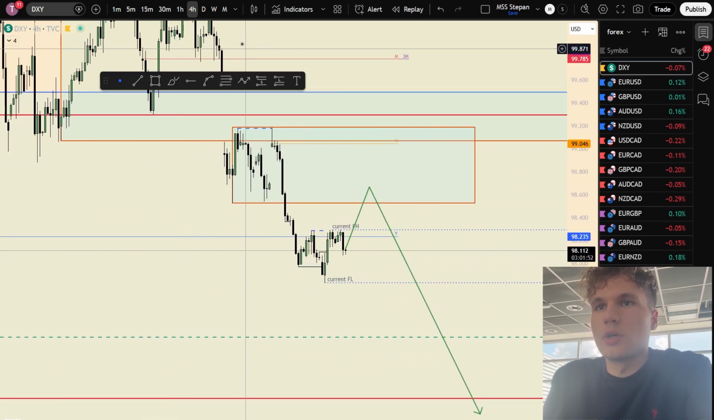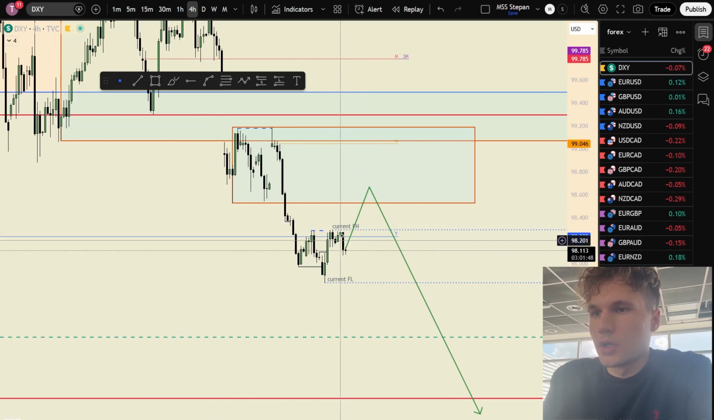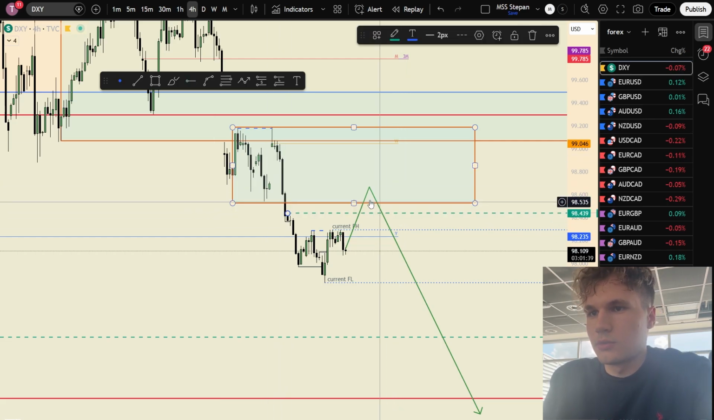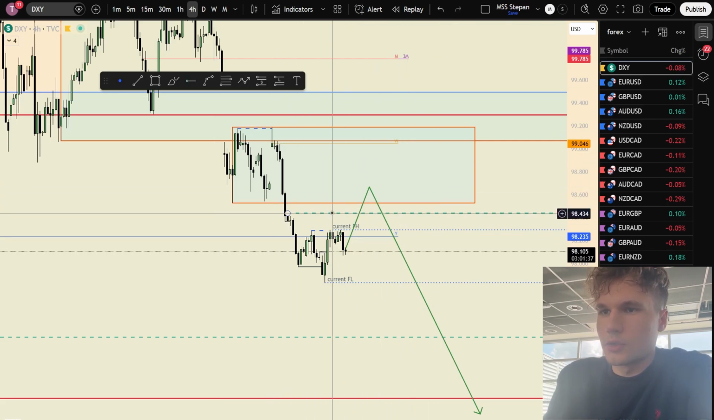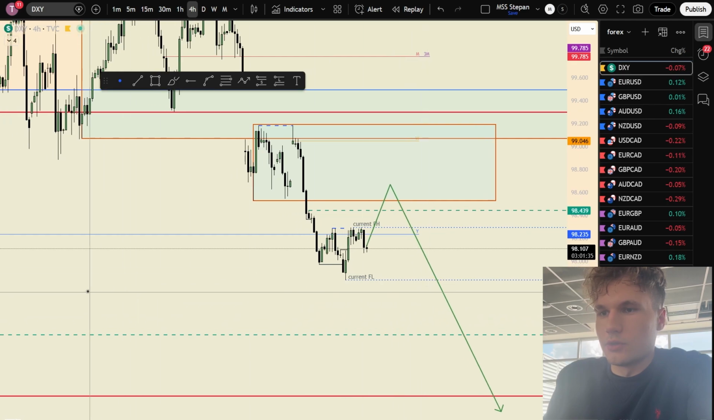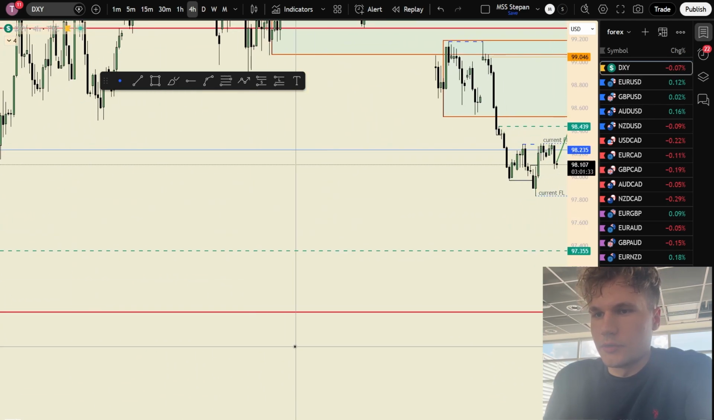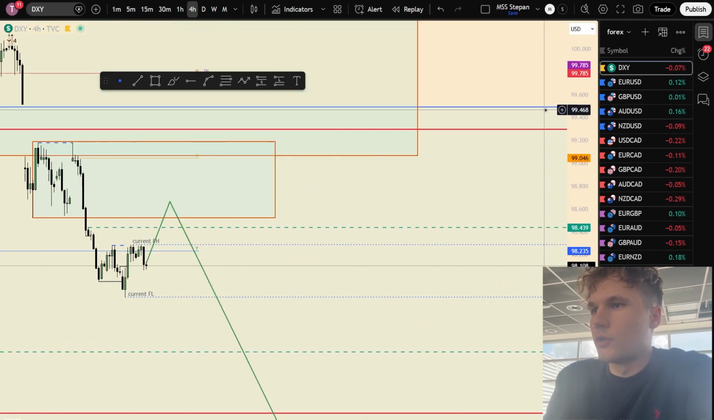So starting at the 4-hour time frame on the DXY, I'm looking for a retracement into the supply zone and then see a change of character, liquidate some more highs like here on the 1 hour, also very clean, and then see the downside into some more liquidity and the 25% flip range.